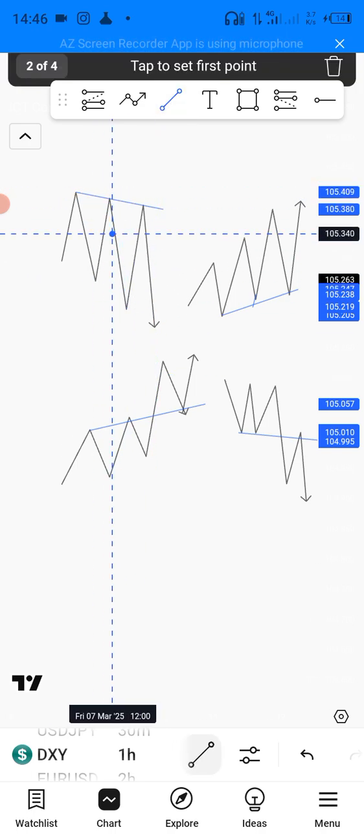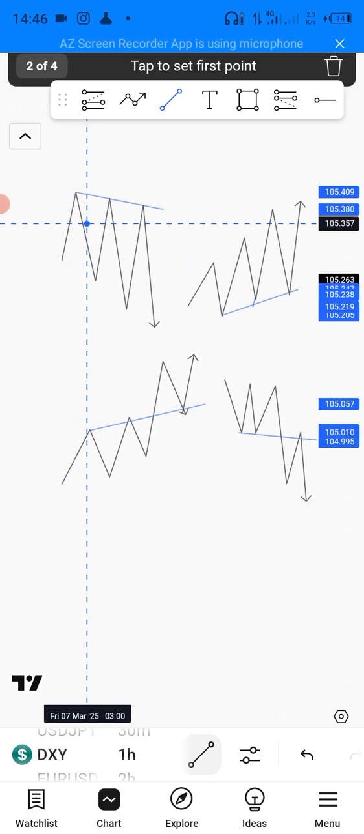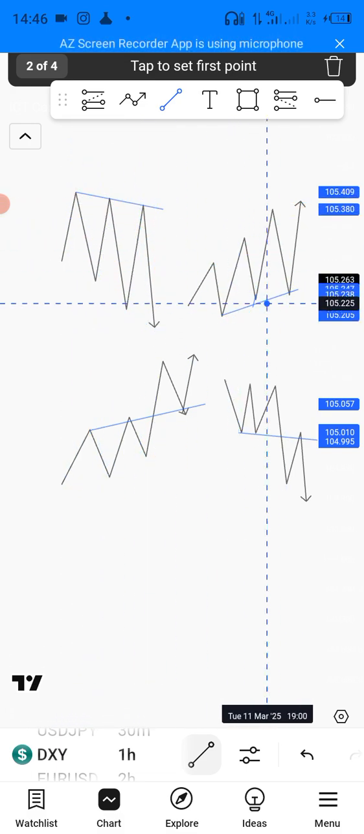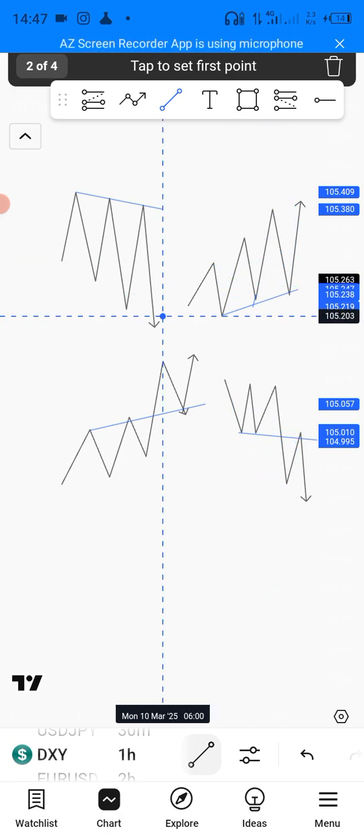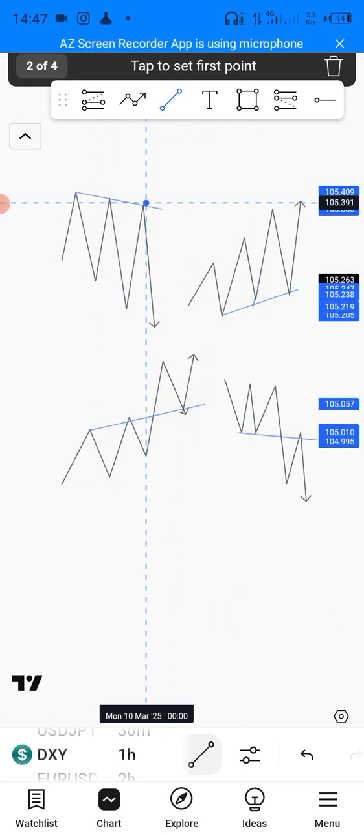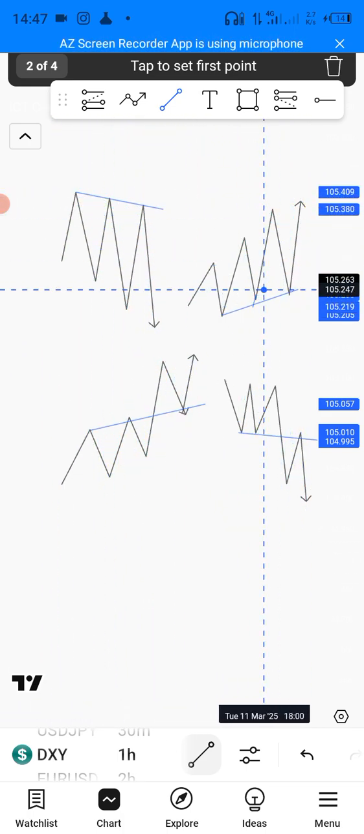So this is a reversal trend line. Let's say we are buying and you see one, two, you know that we are going to reverse. This is a continuation trend line. If we are buying and you see one, two, you know we are going to continue buying. But this one is going to tell you from buy we are going to sell. So this one is used for reversal, and this one is used for continuation.